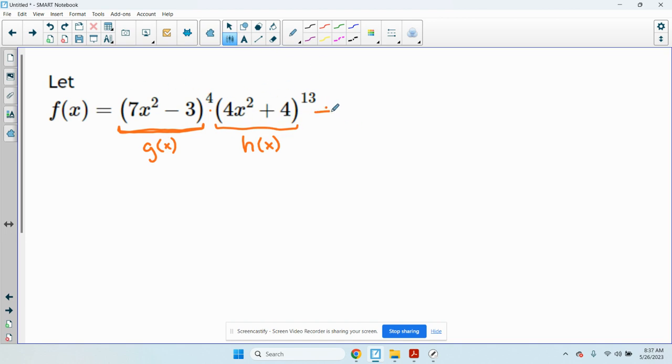So look, if I want to find the derivative of f, just by going off of the formula sheet, this is going to be g of x times h prime plus g prime times h. I have g, I have h. I need to find g prime and h prime. Well, that's relatively straightforward. So let's just look at g prime.